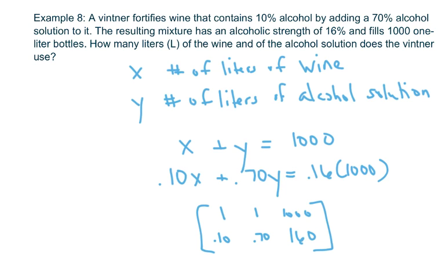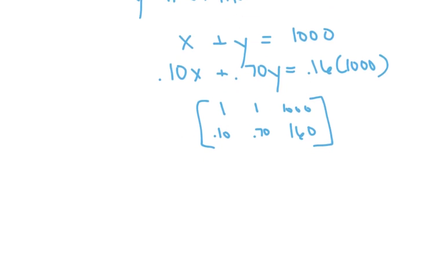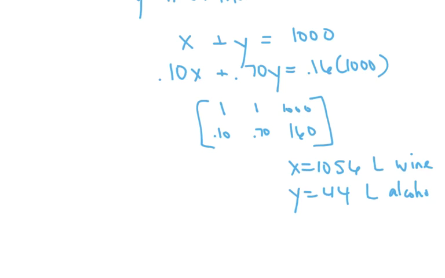You'll use the same instructions that we used in the previous problem, or if you want to solve it by elimination, feel free. If you use the matrix, your last column of the matrix should be X is 1056 and Y is 44. That means we're going to have 1,056 liters of wine. And we're going to have 44 liters of alcohol solution.